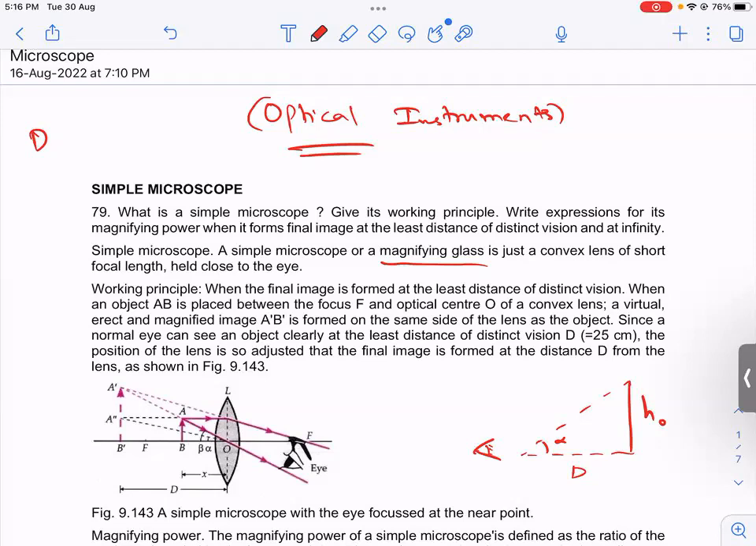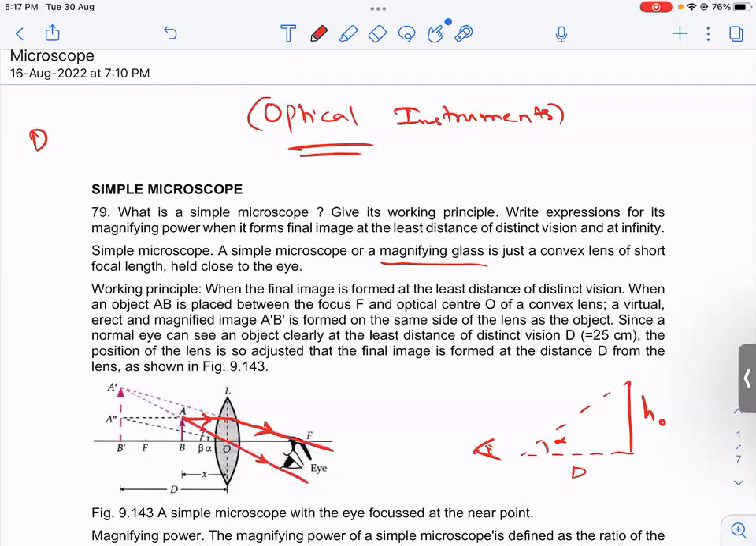If I consider one of the rays parallel to the principal axis, what is going to happen? It will pass through the focus on the other side. Whereas if I take one of the rays through the optical center, how is it going to pass? It is going to travel without any deviation. Am I right? So that you have a virtual image formed.